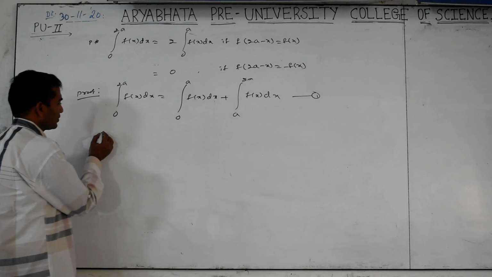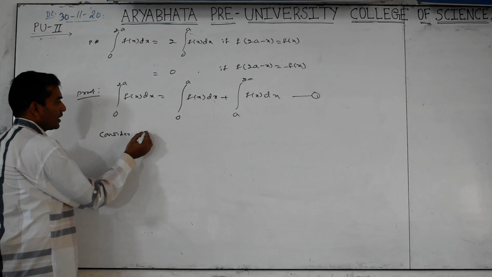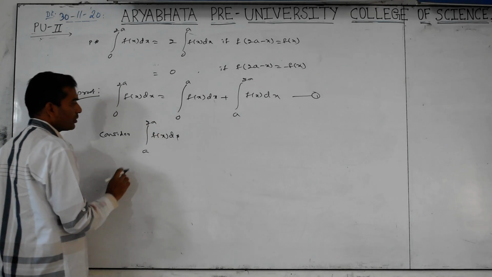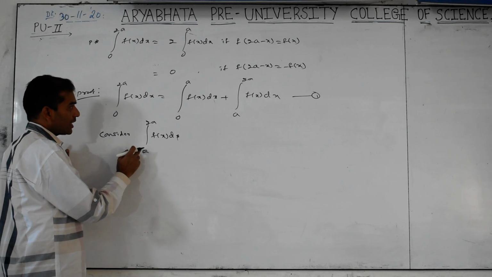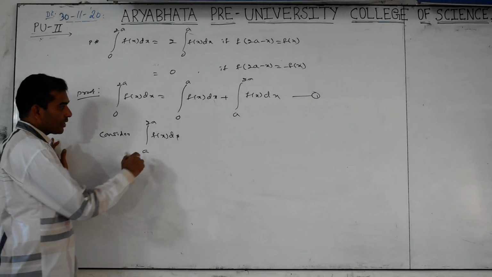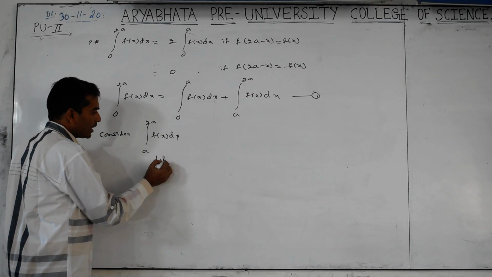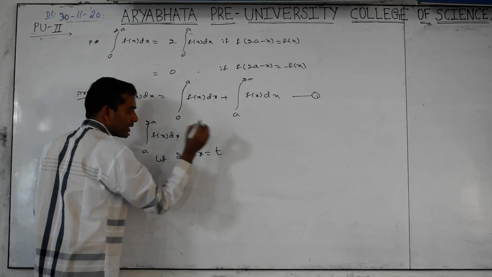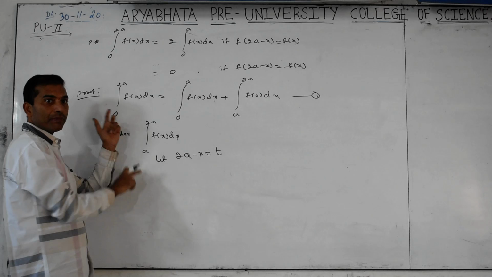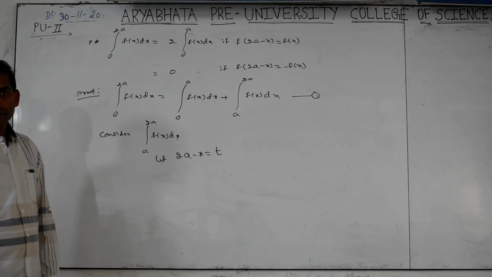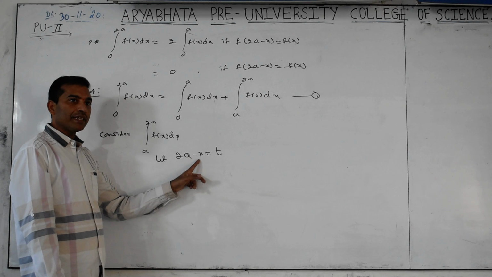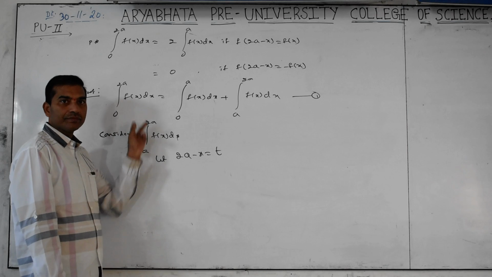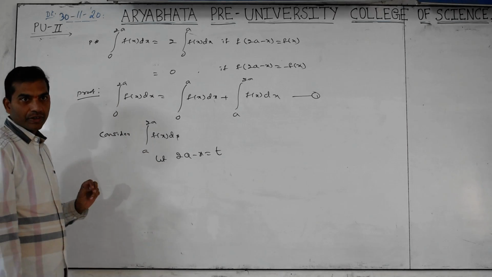Consider integration of a to 2a f of x dx. Now what to do? These limits we have to change as 0 to a. To make that, we have to substitute something here. Let 2a minus x equal to t. Then the lower limit becomes 0, upper limit becomes a. See, put x equal to a here: 2a minus a. And if you apply 2a minus 2a, 0. The limits became interchanged. Are you following?